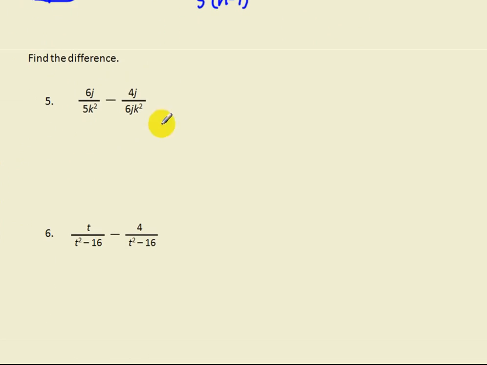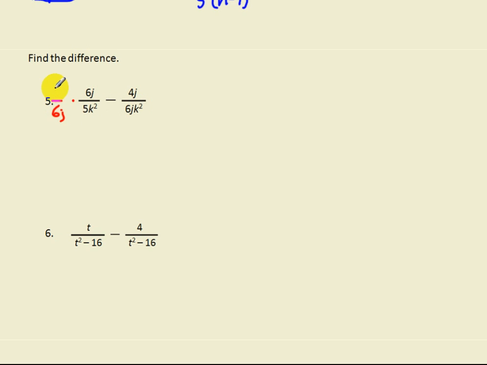Okay, number 5. So similar idea, but now we're looking for a difference rather than a sum, and so we're simply subtracting rather than adding, but we still need a common denominator. And so to get a common denominator, first of all focus on the coefficients 5 and 6. The least common multiple of 5 and 6 is 30. So we're going to have to multiply this by 6, and then look at your variables. There's no j in this expression in the denominator, so we need to multiply by j. We have a k squared, which matches a k squared.